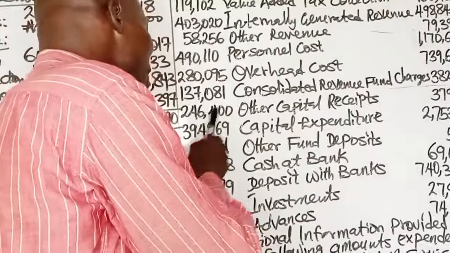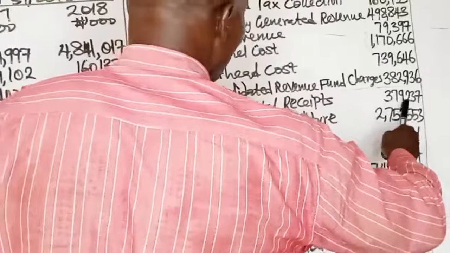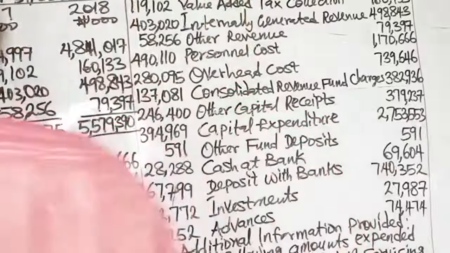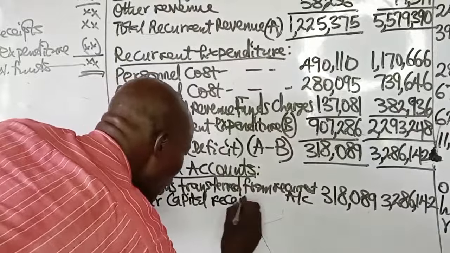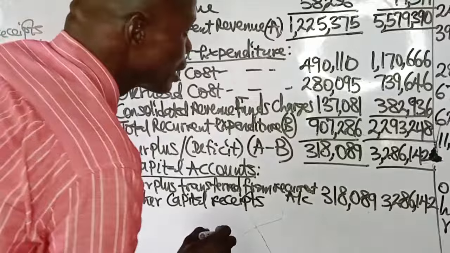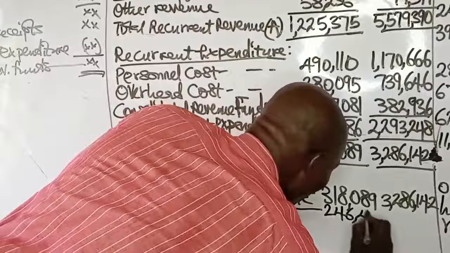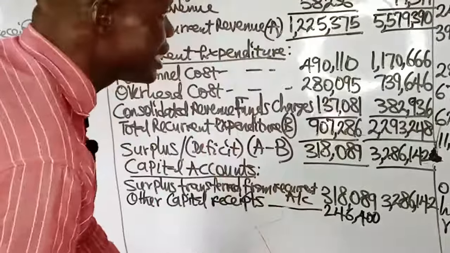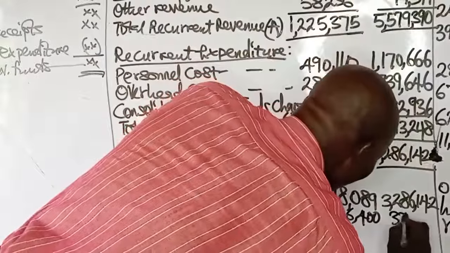For 2017, you have 246,400. And that of 2018 amounted to 379,237. So we have other capital receipts. Other capital receipts: 2017, you have 246,400. 2018, you have 379,237.